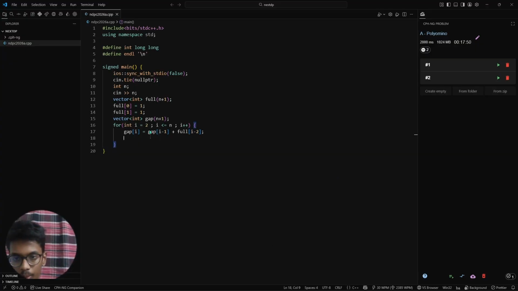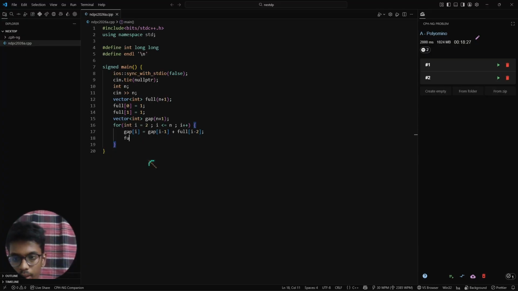This would occur when you place an extra horizontal domino. This would occur when you make it, there's a word for it, some carpentry related word, jagged or something. I don't know if it's the right word, but it's basically like forming a joint. Okay, this way, it's forming a joint. So that becomes full of i minus 2.